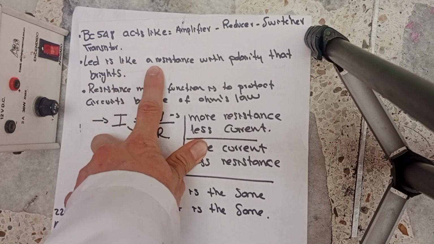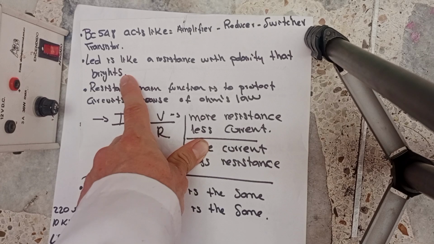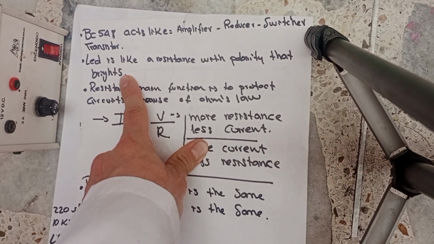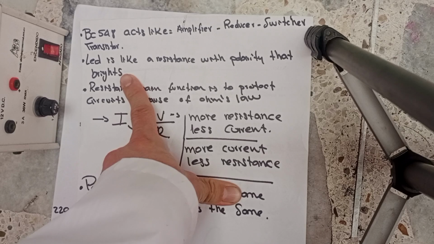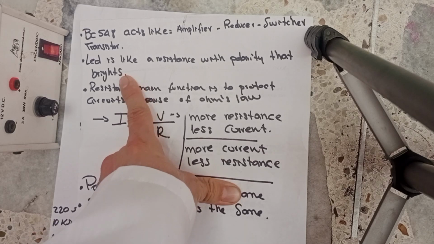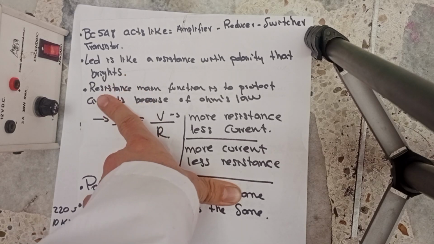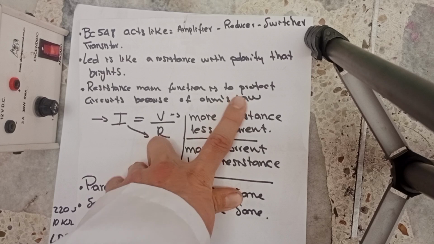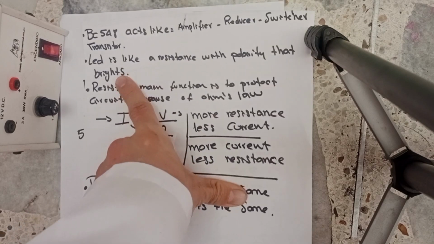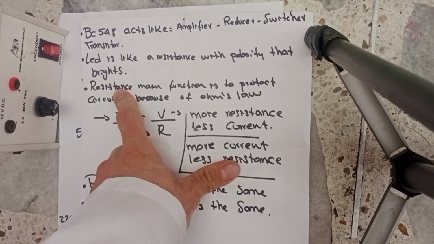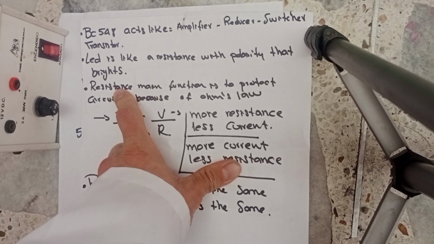The LED is like a resistor with polarity that lights up. It's easy to understand. That's why the LED acts like a protection for the circuit. The main function of a resistance is to protect, the same as an LED, which is why I'm saying that. But resistors don't have polarity, so you can connect the resistor however you want and it won't be affected.